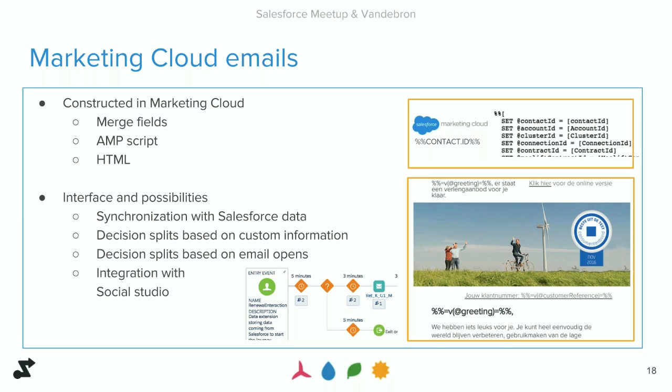It's one of the only programs that's actually able to synchronize on a quite real-time basis. And also we use it because we can make decision splits based on information of the customers, but also based on, for example, if someone opened the email, or if someone received a text message. Something like that you can do with the integration with Social Studio if you have that. That's something that we're going to work on. We haven't finalized that quite yet, but we're working on that.